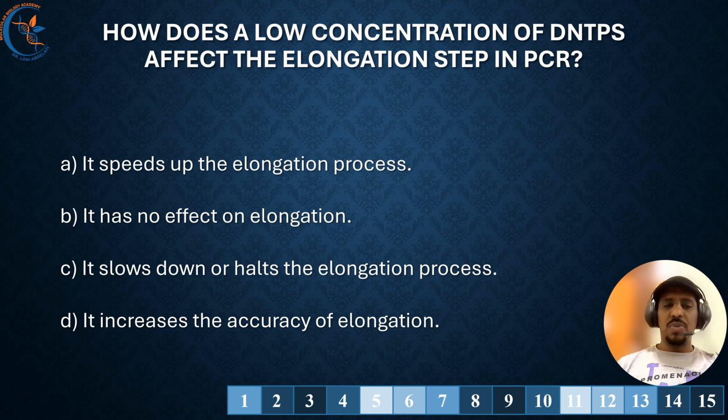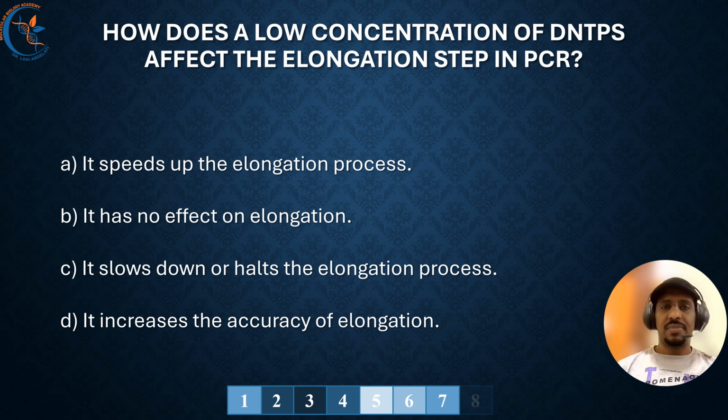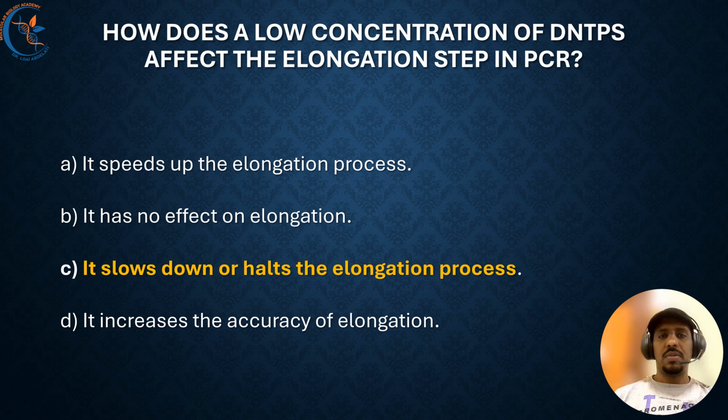All right, here we see the first question we have today. How does a low concentration of dNTPs affect the elongation step in PCR? The correct answer is slows down or halts the elongation process. During the elongation step, DNA polymerase incorporates dNTPs to synthesize the new DNA strand, right? If dNTPs are in low concentration, the polymerase may not have enough substrate to continue elongation efficiently. This leads to slowing down or stopping the process.